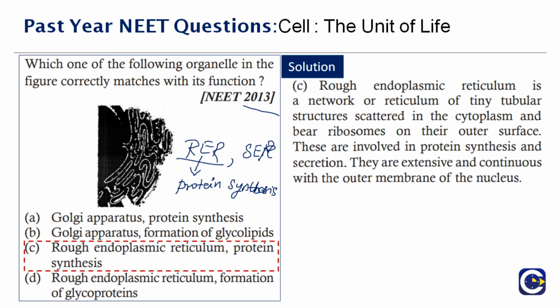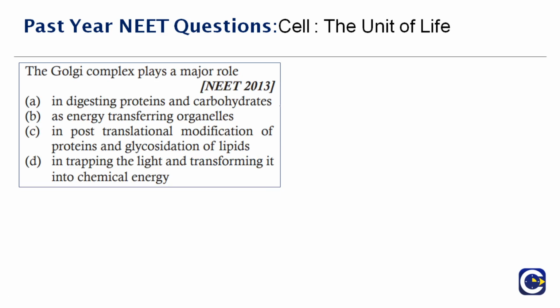Therefore, the correct answer to this question is option C. Rough endoplasmic reticulum is responsible for protein synthesis. They are extensive and continuous with the outer membrane of the nucleus, and this endoplasmic reticulum, or network, is scattered in the cytoplasm. Now let's move to the next question. This question was asked in the year, again, 2013.